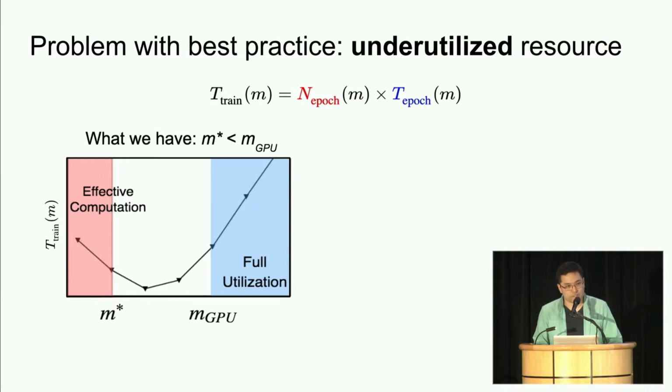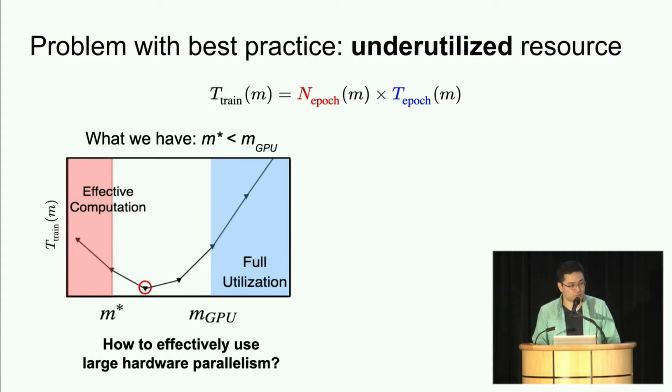In practice, we normally have m star that is smaller than mGPU. The reason is you probably do not have just one single GPU. You can have 10 GPUs, 100 GPUs, or 1,000 GPUs, so your computing parallelism could be much higher. And that ends up with us having to choose a batch size in this white region to minimize the training time. That directly leads to underutilized computing resource, right? So we are unable to fully utilize the resource.